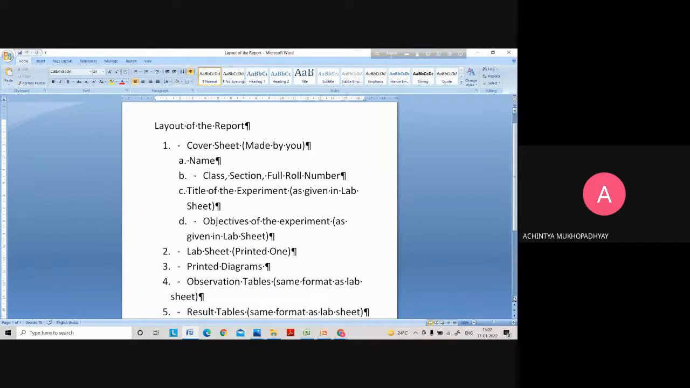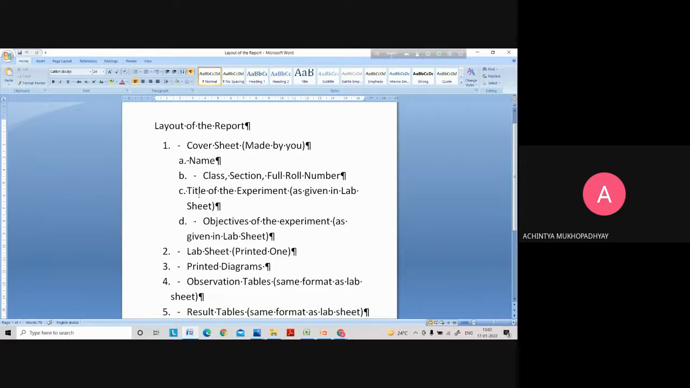first, there should be a cover sheet. Normally those cover sheets are available in the student chip stores, next to the FETSU office. But now you cannot get it, so you will make a cover sheet for yourself, which should contain this information: name, class, section, and full roll number. That is the full 12-digit roll number.